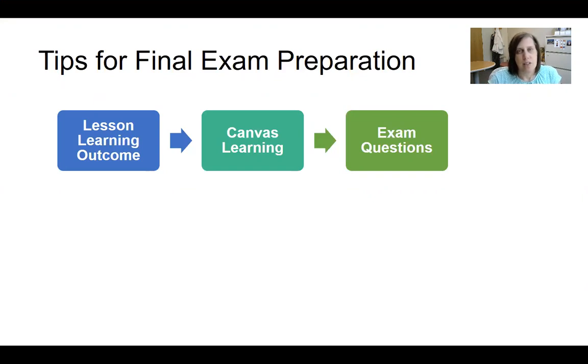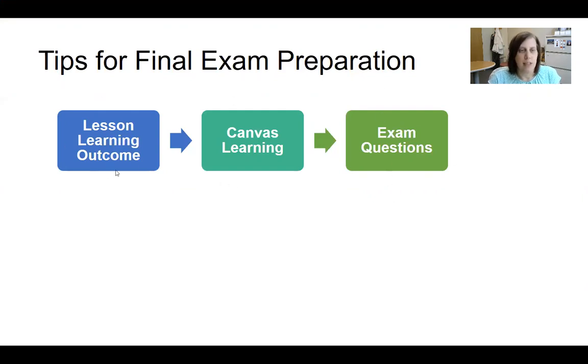And I would encourage you, if you still have questions on what material relates to a learning outcome, to talk to me or to the TAs about that so we can help make sure that you're understanding that fully and what you need to know and what's important.